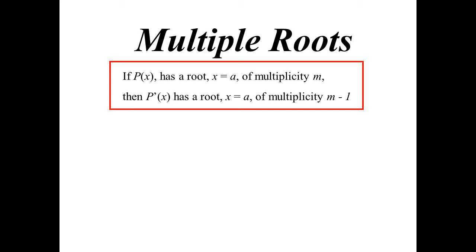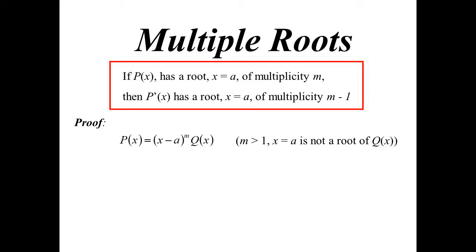Now where that's useful is if you've got a cubic and you know it's got a double root, well then differentiate it, you're going to get a quadratic, and that's a lot easier to factorise and work out what the root is. So here's the proof.